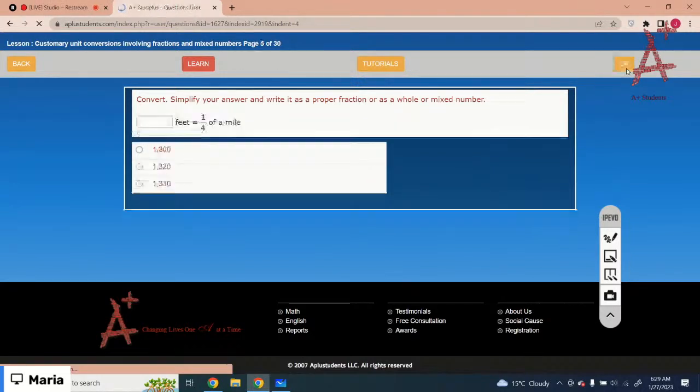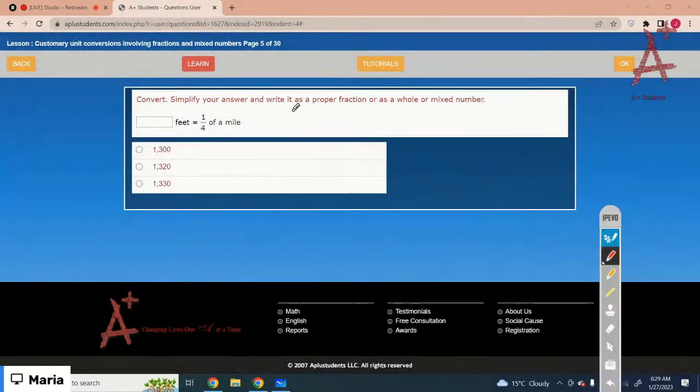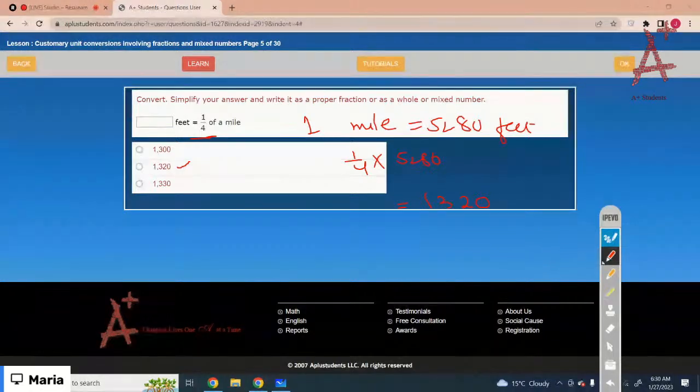Okay, the next one is 1/4 of a mile. You have to calculate. 1 mile equals 5280 feet. Got it? So you have to calculate 1/4 of a mile. You have to multiply them. Got it? Because you are converting from a greater unit to a smaller one. Just divide 5280 by 4, which is 1320. The correct option is 1320. Got it?